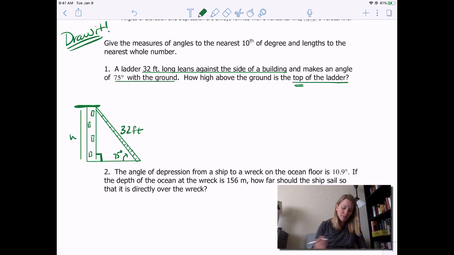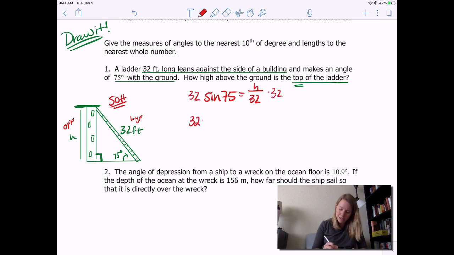So if I have this all labeled, then I'm just thinking SOH CAH TOA. What do I have going on here? I have an angle, I have the opposite side, and I have the hypotenuse. So it seems to me like I have sine, opposite over hypotenuse going on. So the sine of my angle, 75, is equal to the opposite side, h, over the hypotenuse, 32. Multiply by 32 on both sides, and 32 times the sine of 75 is equal to the height.